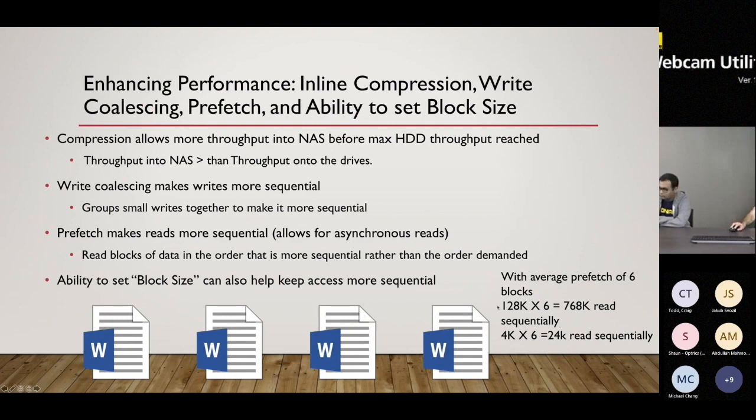But if you choose 128K blocks and you're able to prefetch 6 of them on average, now you're reading 768K sequentially before you jump to a different spot in the drives. That's a lot more sequential. So prefetch and the ability to set block size can help keep the reads more sequential when you have many users reading medium to large files at the same time. Exactly. Applications such as media streaming, file server, or video editing are great examples where you would get the maximum benefit from using block size and the prefetch method.